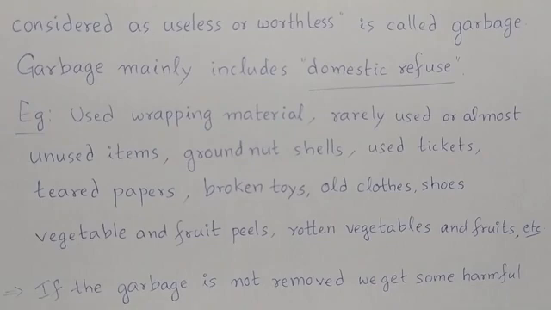Rotten vegetables, vegetable and fruit peels. Whatever fruit we get from the market, we peel it and use the inner part. Vegetables are the same. So those peels. And some vegetables or fruits may get rotten if we don't use them immediately. Such rotten vegetables and fruits are also considered domestic refuse or garbage.